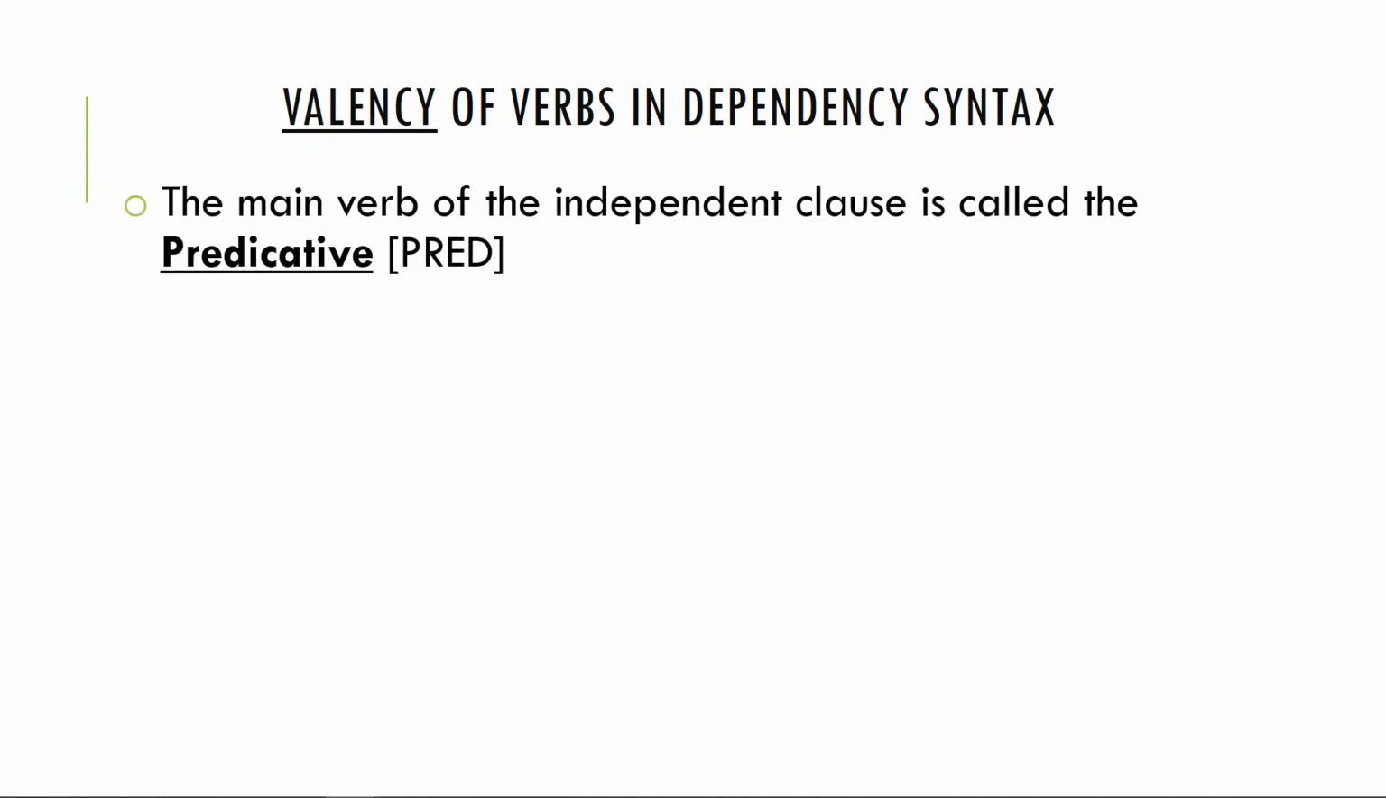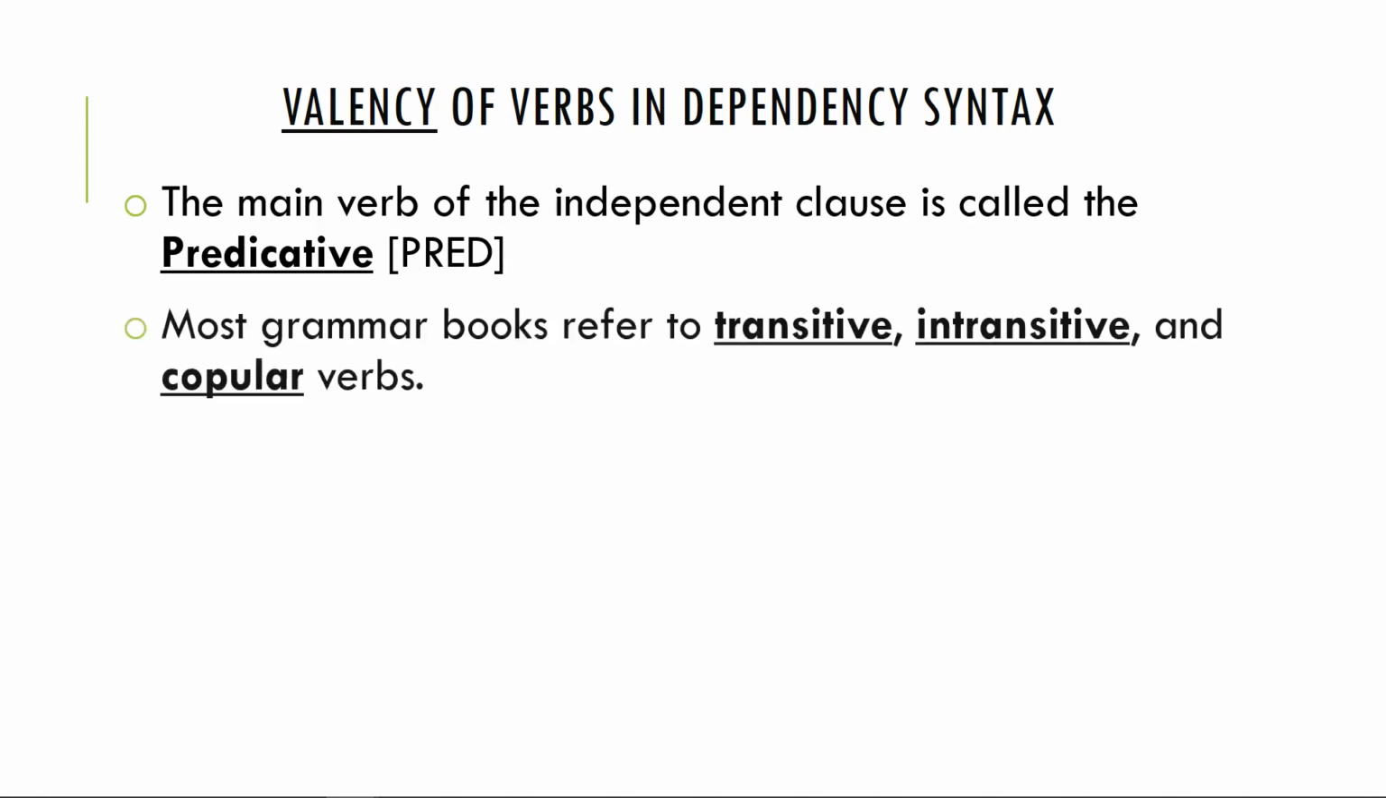Valency is probably not a word you've heard before. It's not a word I knew until fairly recently. Valency means what is necessary to complete the meaning of the verb. The main verb of the independent clause is called the predicative. Most grammar books will use the words transitive, intransitive, and copular.